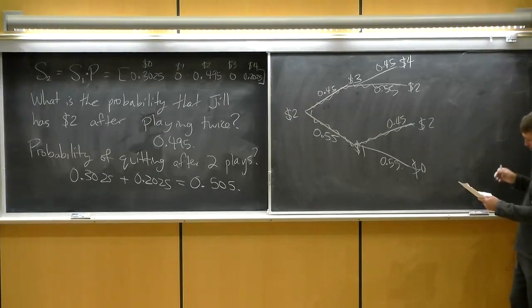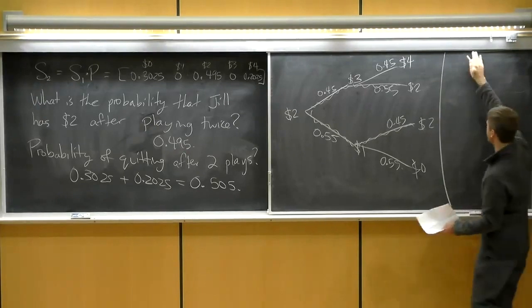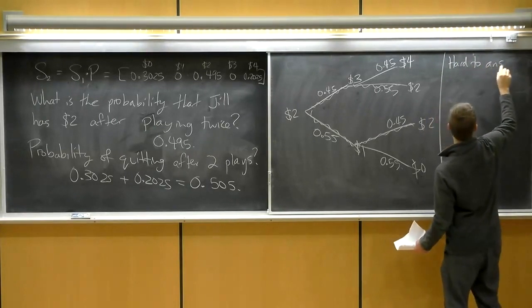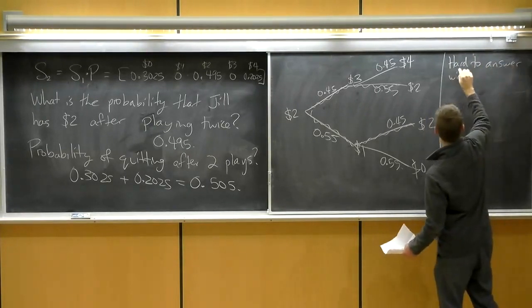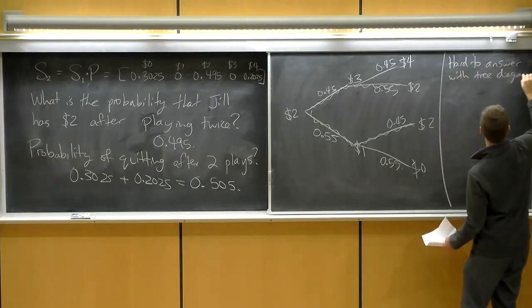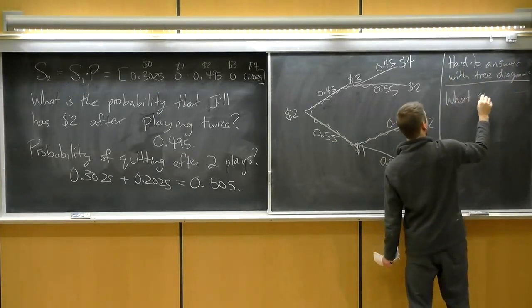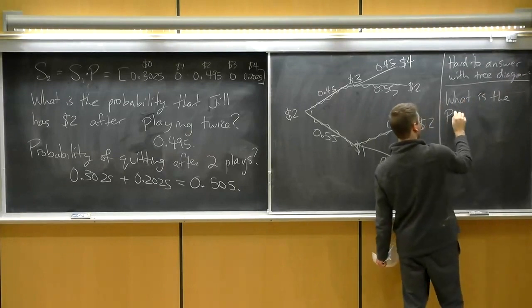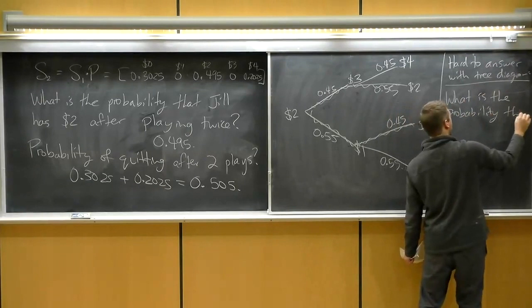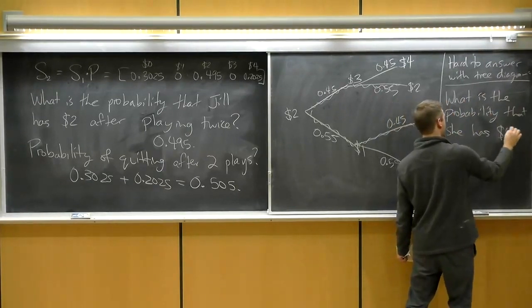So, for example, here's a question that's hard to do with a tree diagram. What is the probability that she has $4 when she quits?